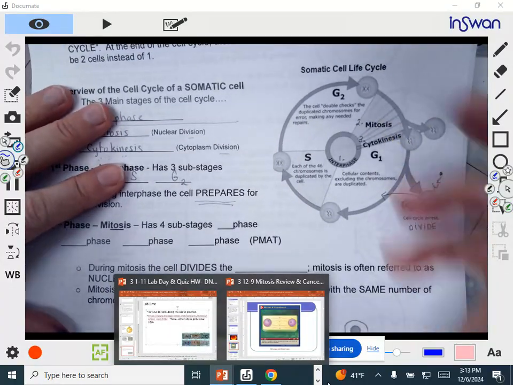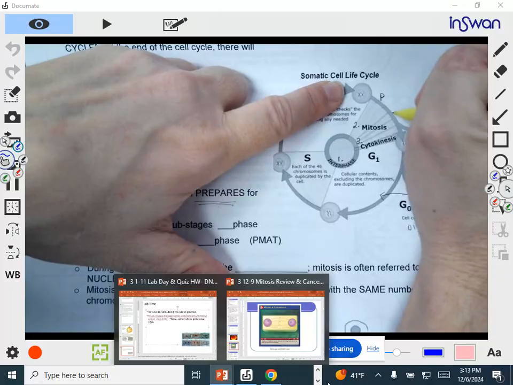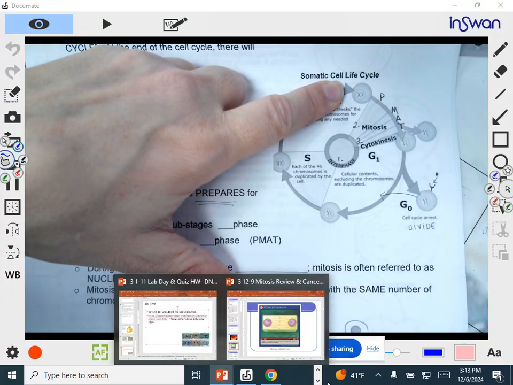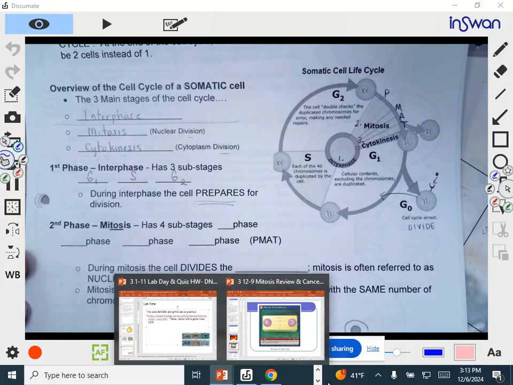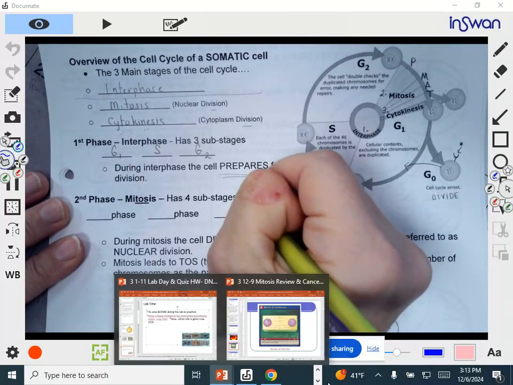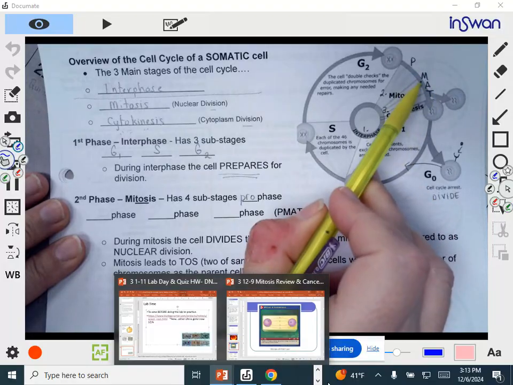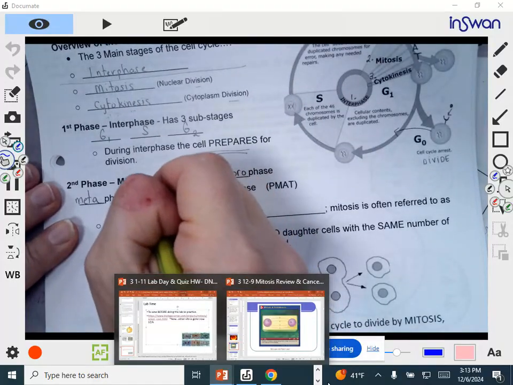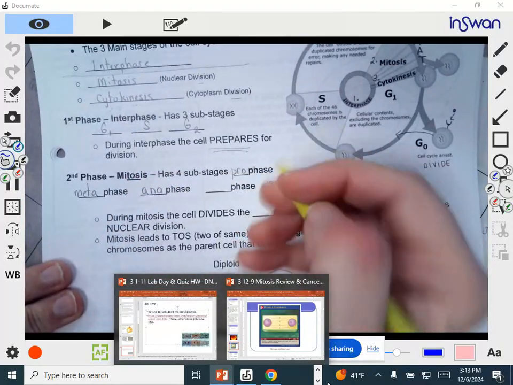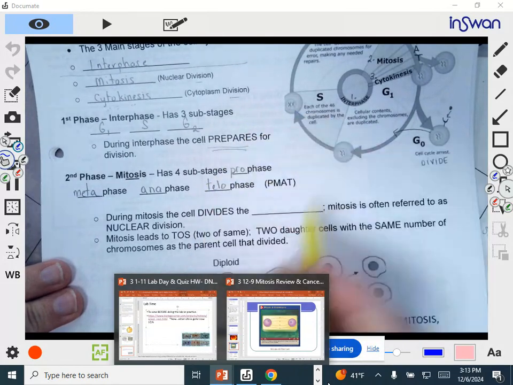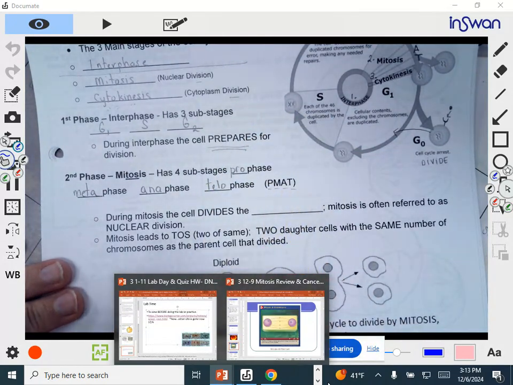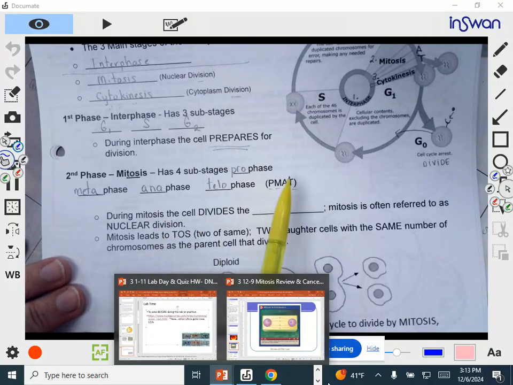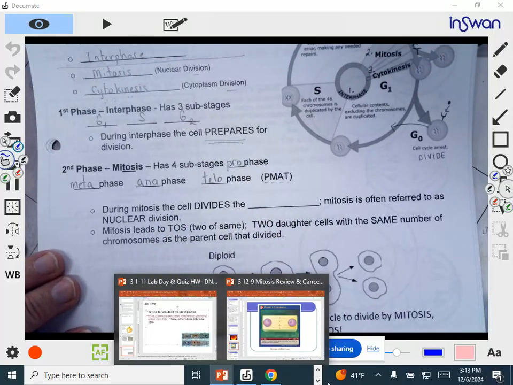And so to divide the nucleus, the cell's going to go through 4 stages. I'm going to write P, M, A, T. So the 4 substages of mitosis are prophase, P, metaphase, M, A is anaphase. And then the last one is telophase. Prophase, metaphase, anaphase, telophase. So we usually abbreviate it. If you think of PMAT, or like a saying like purple monkeys at Taco Bell, that might help you remember the order of the stages of mitosis.